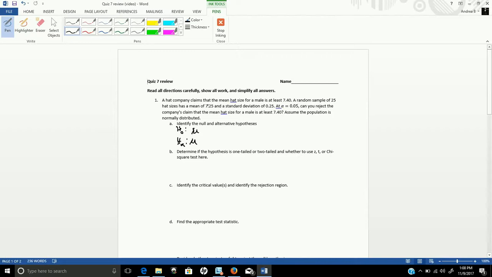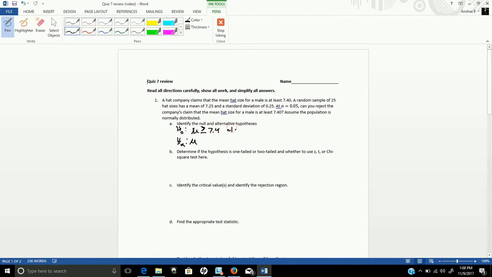And we have that the claim was that the mean hat size for a male is at least 7.4, which means that the mean is greater than or equal to 7.4 if it is at least 7.4. So make sure you're reading those carefully of what it is in terms of an inequality sign. So we have greater than or equal to 7.4. And in this case, that is the null because it has an equal to part.